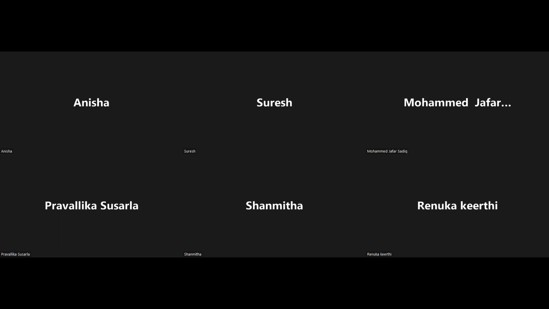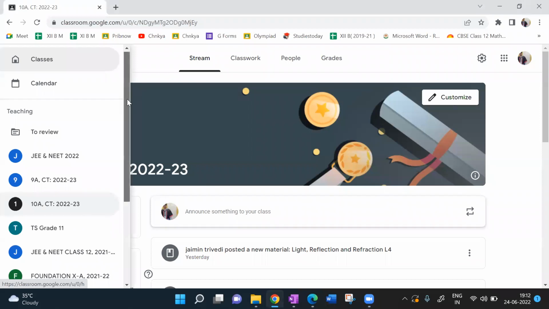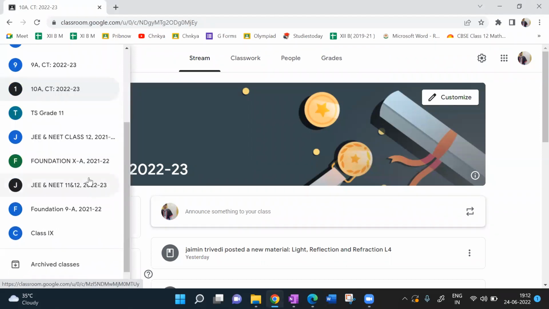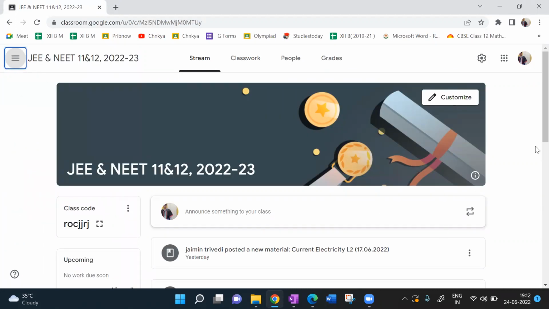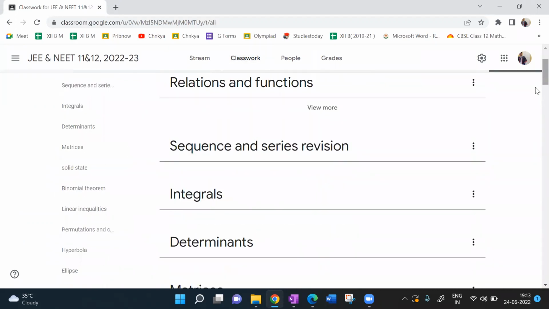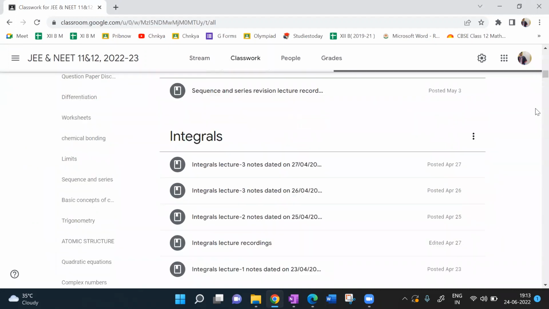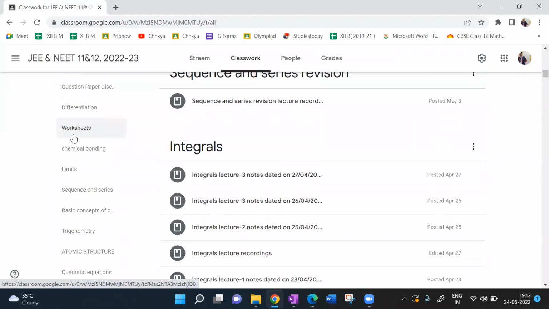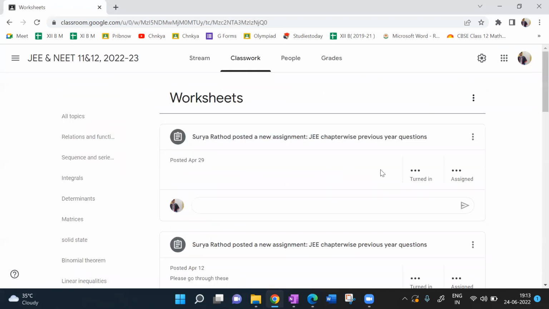It has been uploaded in Google Classroom. I'll just show it to you now. So let me share the screen. Look at this, guys. If you go through Google Classroom, it has been uploaded in JEE and NEET 11 and 12, 2022-23 batch. If you go to classwork, in that there is a section called worksheets. Look at this worksheet. Can you see worksheet on the left side? If you just click on this, you will find out.